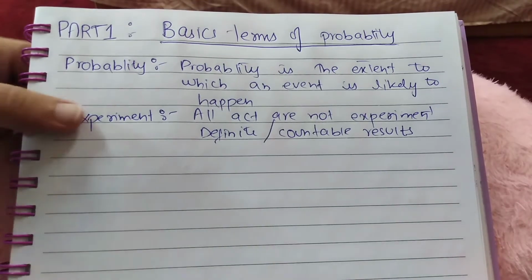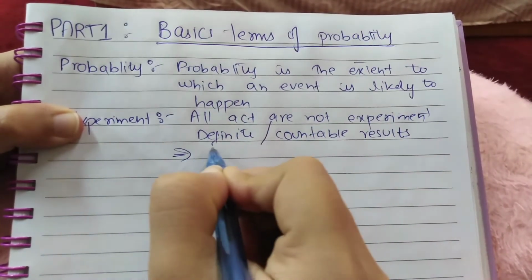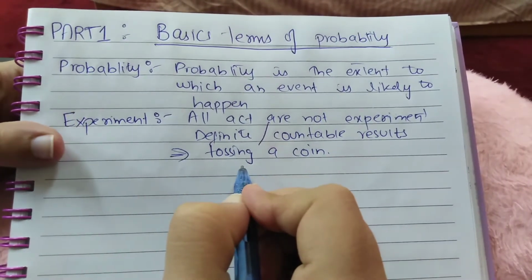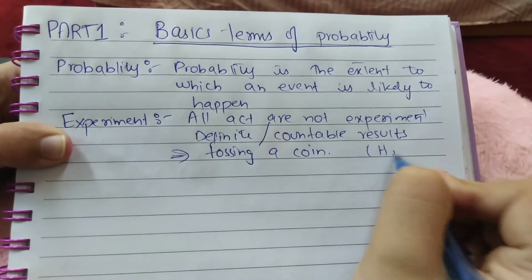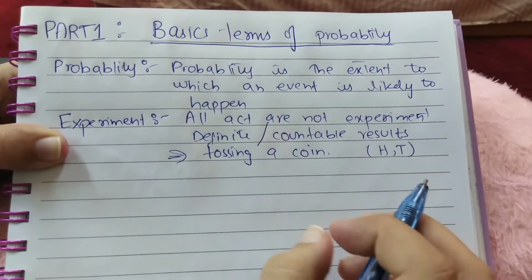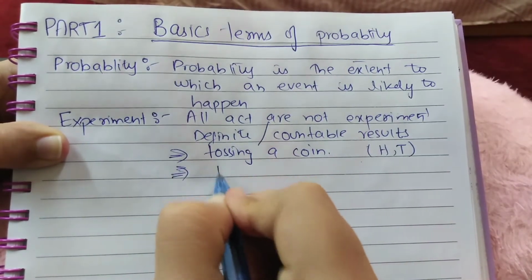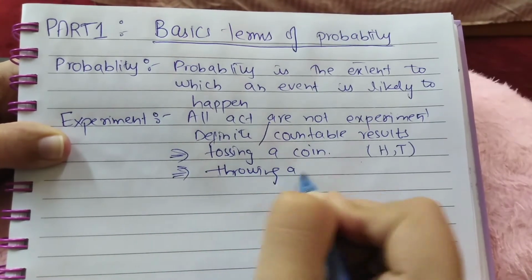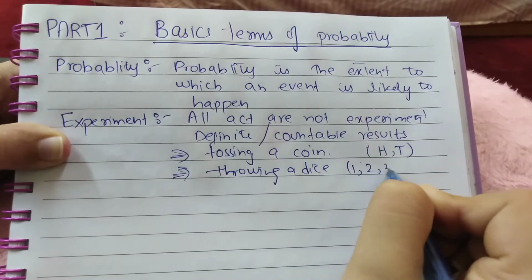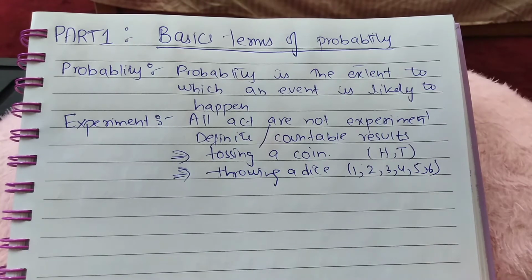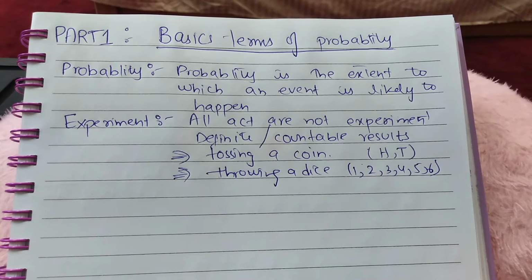So next, tossing a coin. Whenever we toss a coin, there will be two results, either head or tail. These are countable results, so this is an experiment. In other experiment, throwing a dice, there will be 6 results, 1 2 3 4 5 6. So this is an experiment, throwing a dice and tossing a coin. So it is very important to know about the experiment, whether the condition given is an experiment or not.